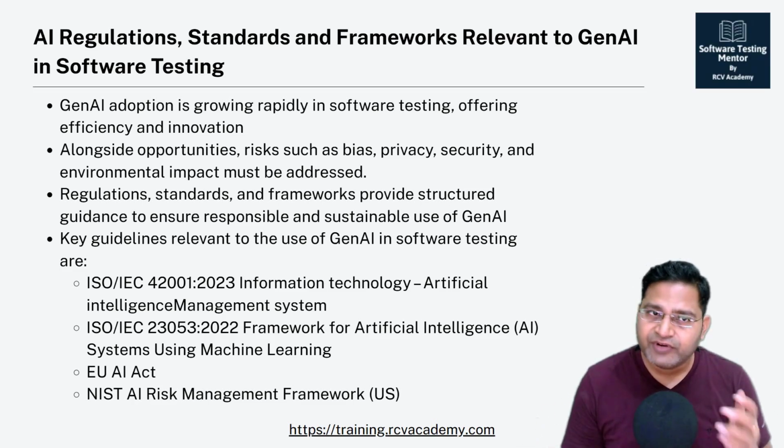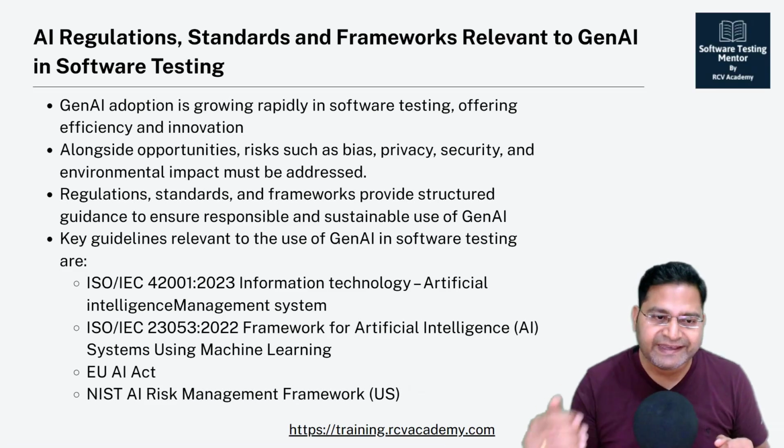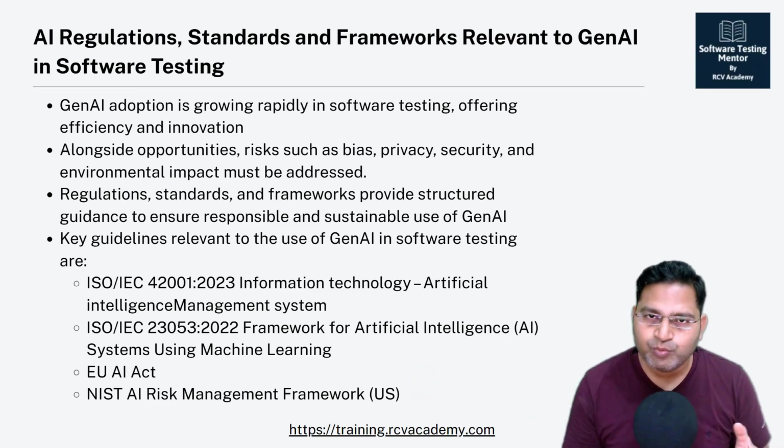And for that, there are frameworks and standards being set by organizations which are applicable in different regions. For example, the key guidelines which are relevant to GenAI in software testing are ISO/IEC 42001:2023, which is the Artificial Intelligence Management System. Then there is a framework for artificial intelligence systems using machine learning. Then there is the European Union AI Act, and then the NIST AI Risk Management Framework, which is for the US. On a high level, these frameworks guide how AI should be used responsibly within the organization, and provide details on best practice frameworks for using generative AI in organizations and software testing.